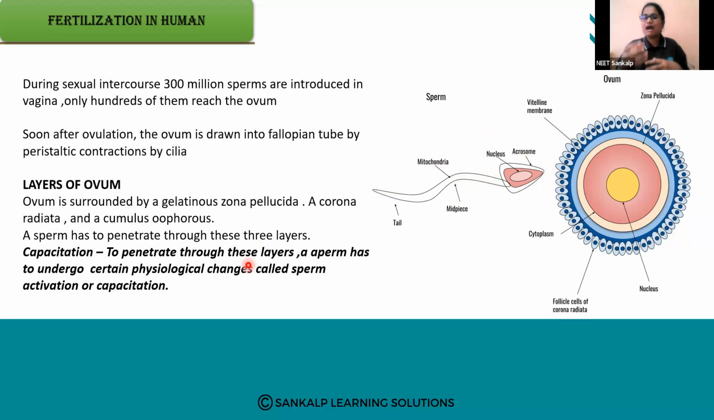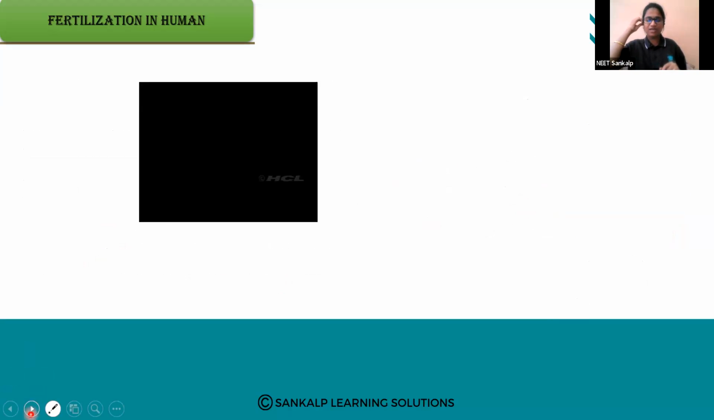The sperm in which such a change happens, we call that change capacitation, or we can simply call it the capacity of that sperm. The sperm which has the capacity to change physiologically will penetrate into the egg. That process is called capacitation, or sperm activation. Let us proceed further. Here we have one video related to fertilization, showing how the changes occur during fertilization.